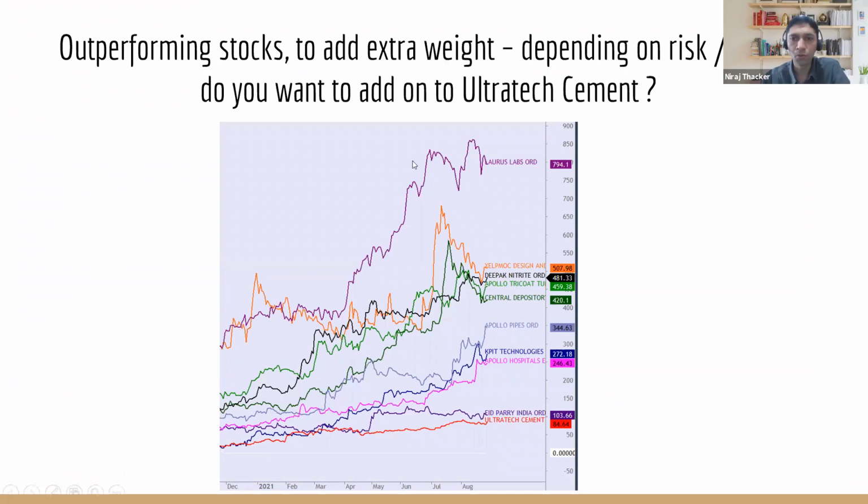So this I told you. You will not like to add more to Ultratech, because this is the lowest performing in your portfolio. So you will not like to add more. This is what I was trying to tell you: depending on the risk and reward, you take a call.